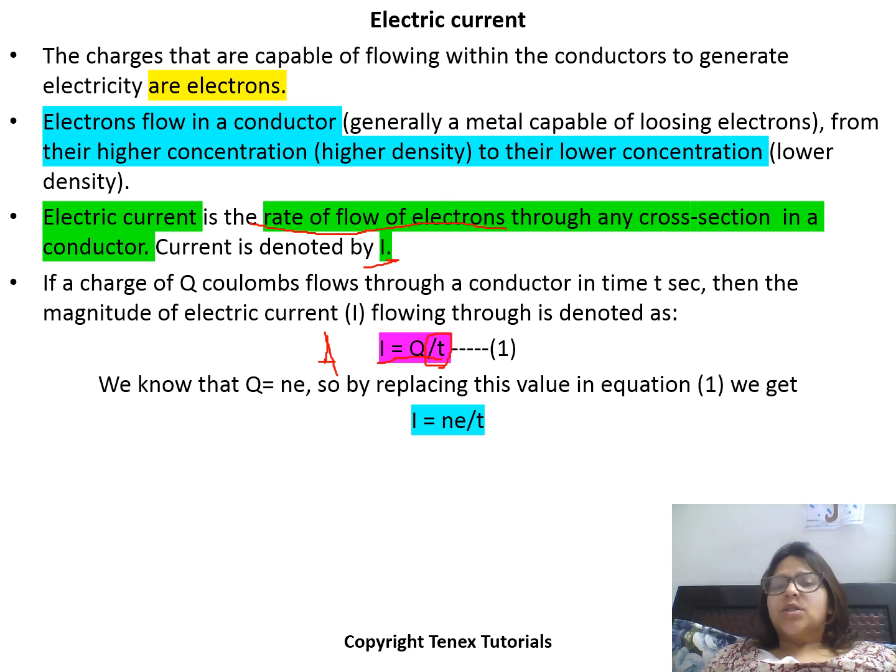Also, in the previous class we studied that Q is equal to Ne, or the quantity of charge is equal to the number of electrons that are lost or gained by any material times the charge on a single electron. So by replacing this value in the first equation, we get I is equal to N into E divided by T.